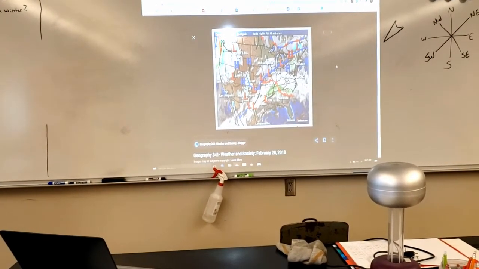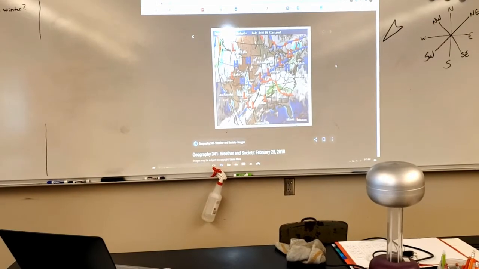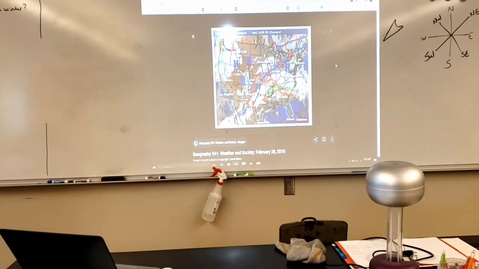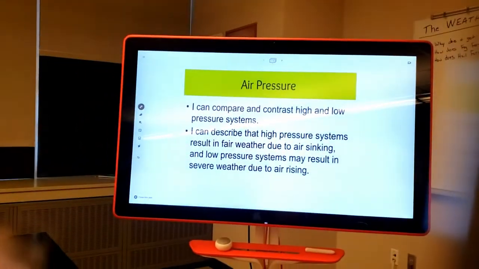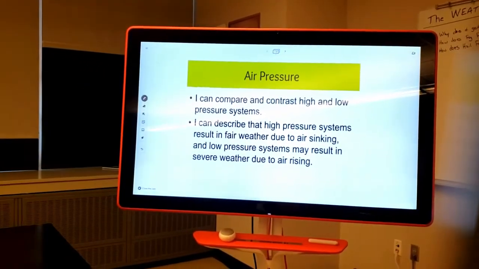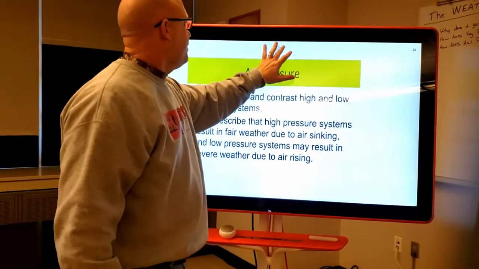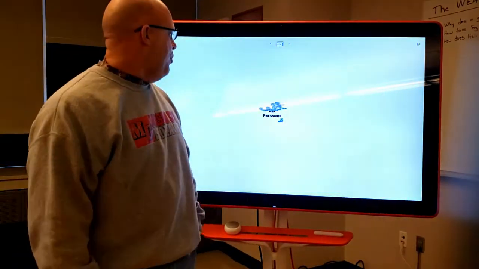Now, the other lines on there, the blue line is a cold front, the red line is a warm front, and that tells us temperature. And we'll talk a little bit more about this. I want to get through this display first. So, as we talk about this, air pressure.